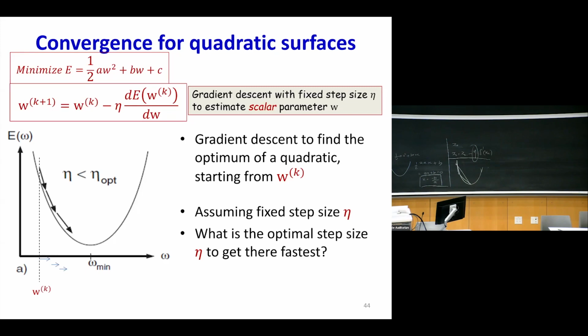It's a quadratic, right? So what will this be? There is an optimal value, right?